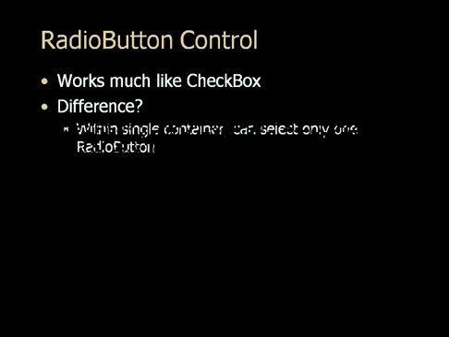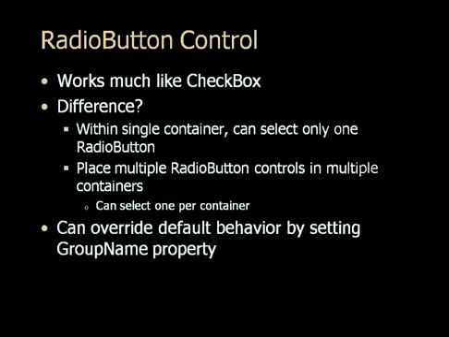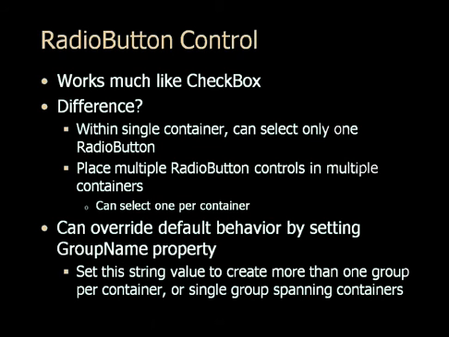The difference is, within a single container, you can select only a single radio button control. You can place multiple radio button controls in multiple containers, and you can only select one per container. Now, you can override this default behavior by setting the group name property, which allows you to set logical containers. You set this string value to create more than one group per container, or to have a single group that spans multiple containers. Let's try an example that demonstrates the radio button control.